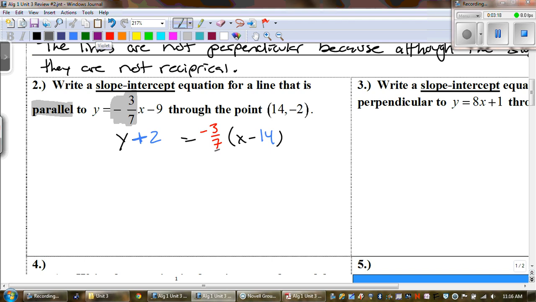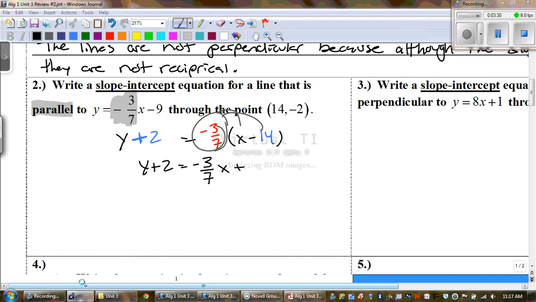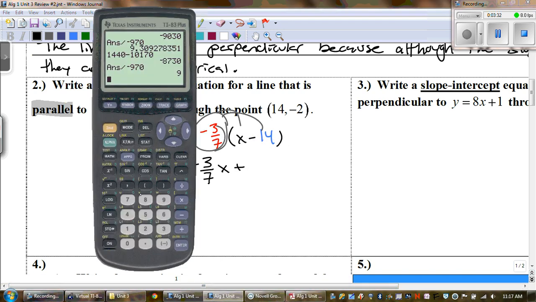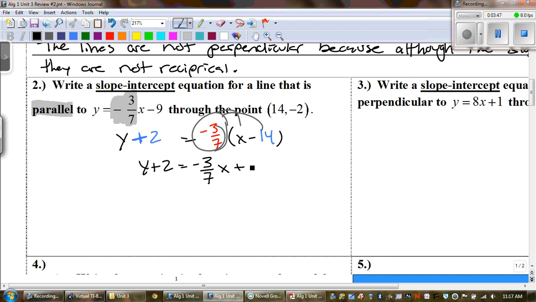So we have to distribute, and we get y plus 2 equals -3/7x plus, now I don't have my handy dandy calculator in front of me, so I'm going to do this with you. -3 divided by 7, there's my fraction, times 14, and that's -14, and we get a positive 6.